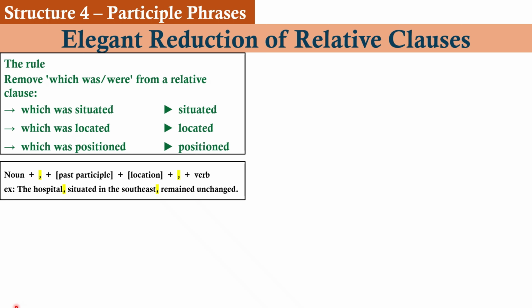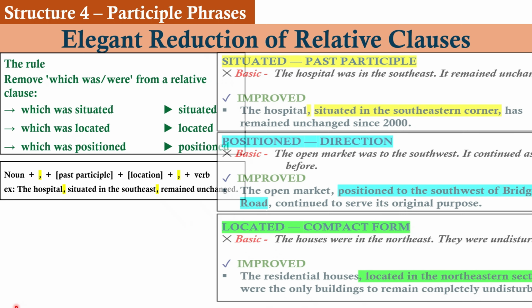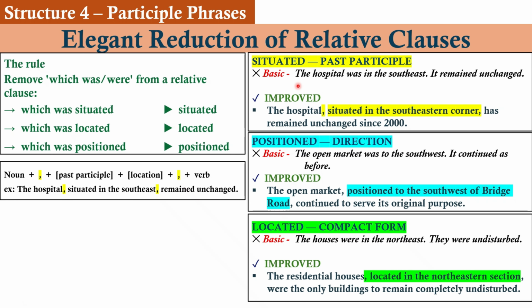Now look at the examples on the screen. The first example uses situated to describe location. The second uses positioned to describe direction and relative position. The third uses located to identify where a feature is found on the map.